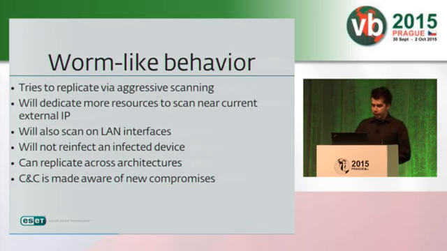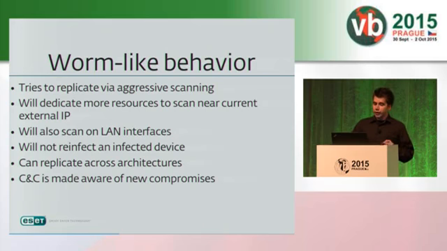It has worm-like behavior, so it tries to replicate via aggressive scanning using up to 36 threads, some on the LAN, some on the WAN, some on close IPs, some on further IPs. It will dedicate more threads to try to find public IPs that are close to its own IP, which is an interesting behavior, knowing how firewall rules are complex and how mistakes happen in firewalls, which makes sense for them, unfortunately, not for us. It will scan on LAN, I said it.